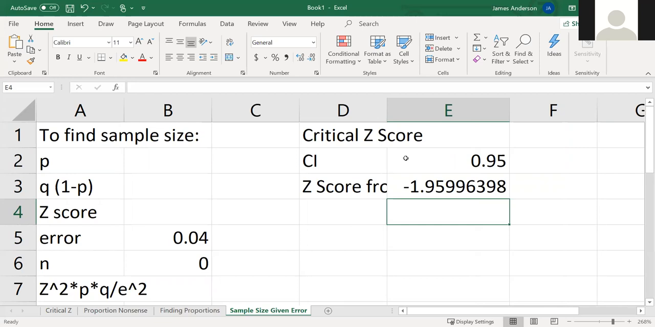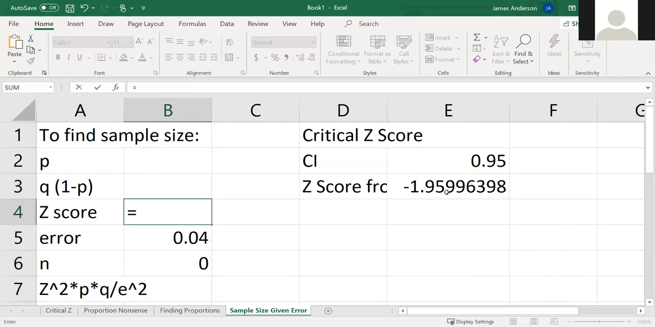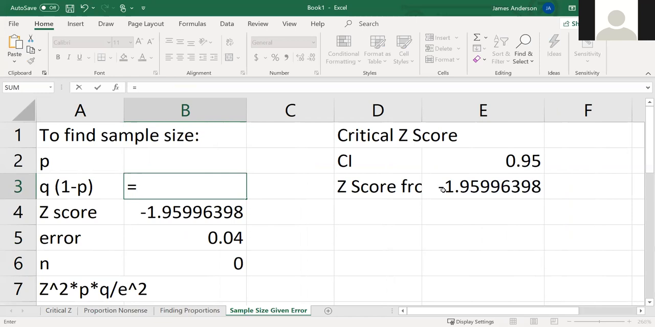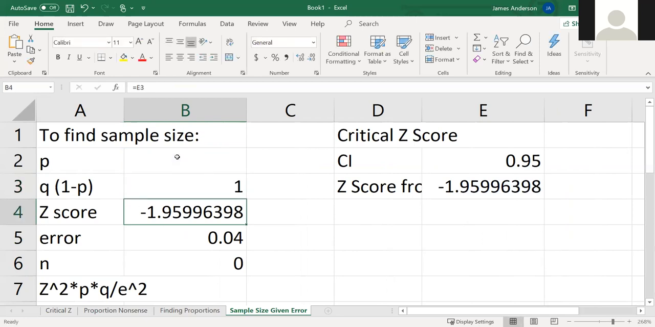Now, normally I would put the absolute value here, but since this is going to square my z-score, that's going to automatically make it positive, and I don't want to do more formulas than I have to. So this is equal to this. This point will always be 1 minus that, and I have everything but the top thing.